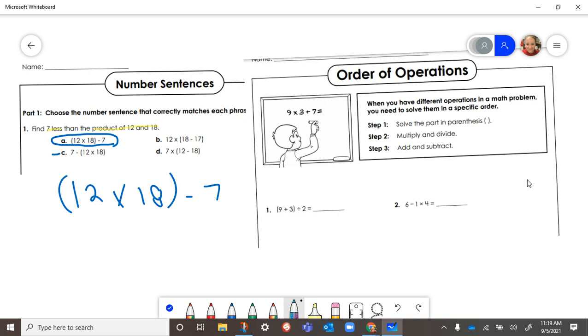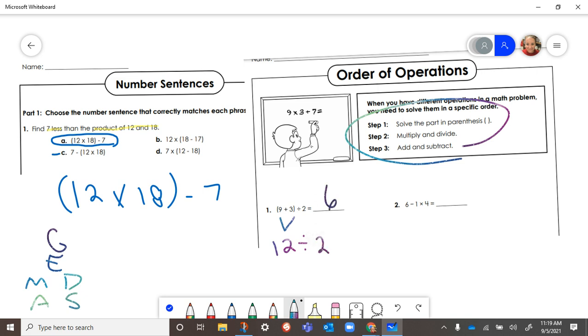So your steps, you can look here, or you can go by what we talked about in class, where you have G for groupings, E for exponents, M multiplication, D division, A addition, and S subtraction. Your GEMDAS. And so we know that groupings comes first. So you're going to take your 9 plus 3, that gives you 12. And then you're going to divide that by 2, which gives you 6.